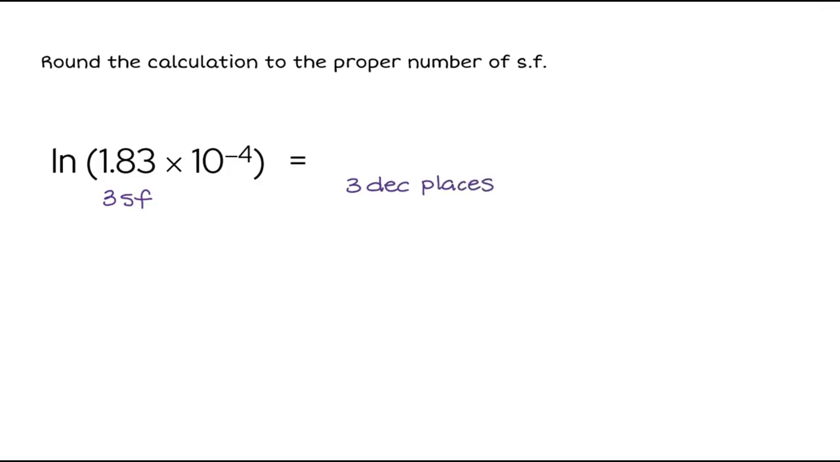Doing the math, taking the natural log of 1.83 times 10 to the negative 4, make sure you push the ln key, rounded to 3 decimal places gives us negative 8.606.